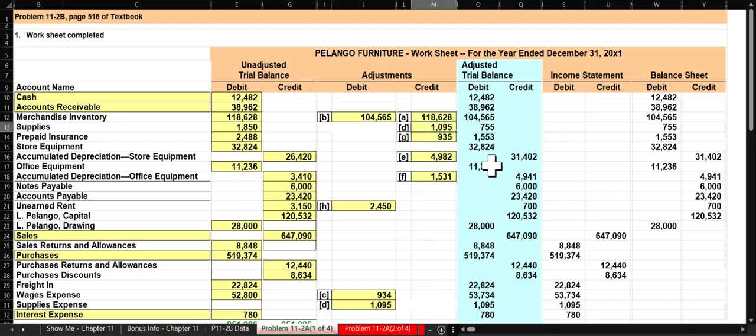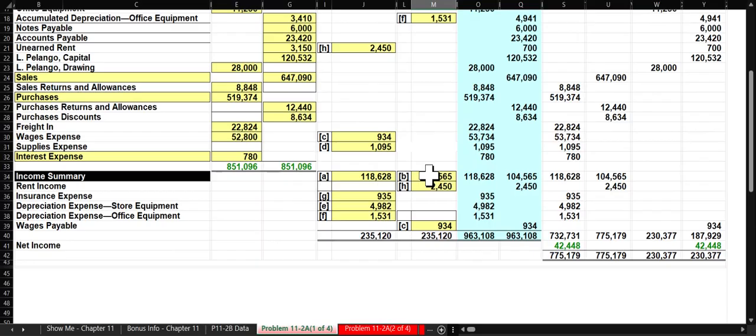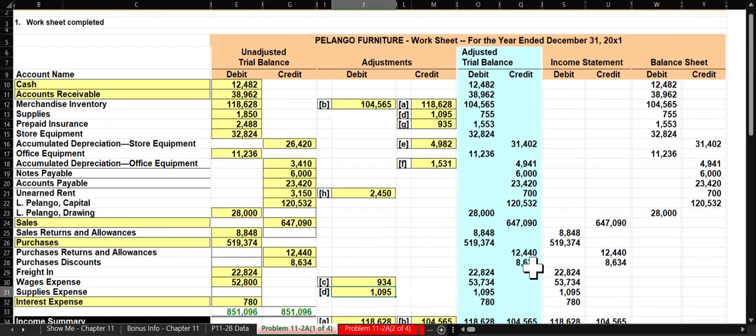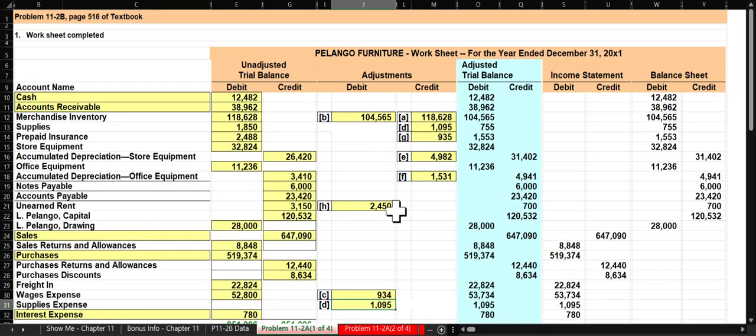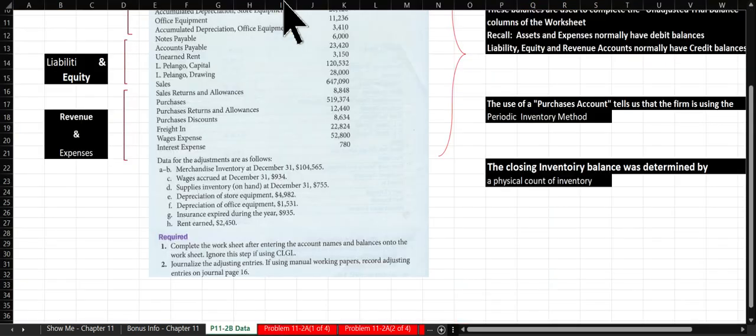So I used 1,095 from the 1850. So I credit the asset, and that amount used is going to be my expense. And so notice here that I record a debit to supplies expense for 1,095. Debit equals credit. E and F are fairly straightforward.